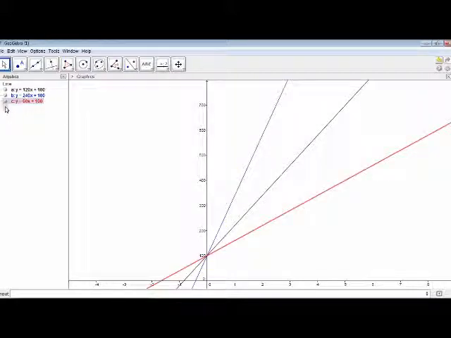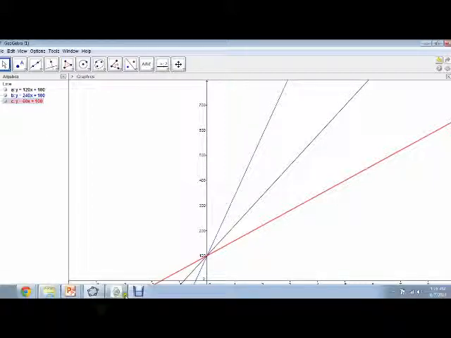Well, there's that red line. Notice how this time the slower rate produced a shallower line because it only had to go up 60 in that hour. So what we're looking at is that rate of change, in this case the rate of cost per hour, is what controls the steepness of this line.